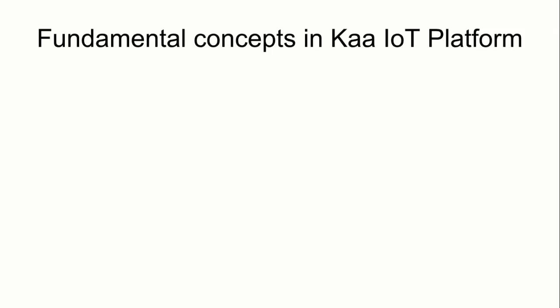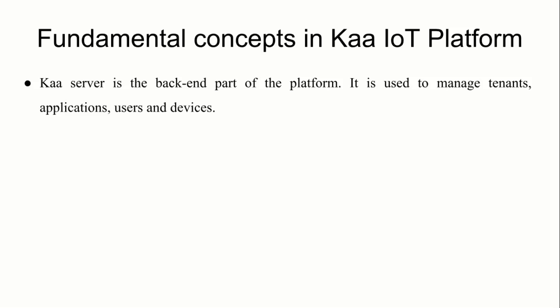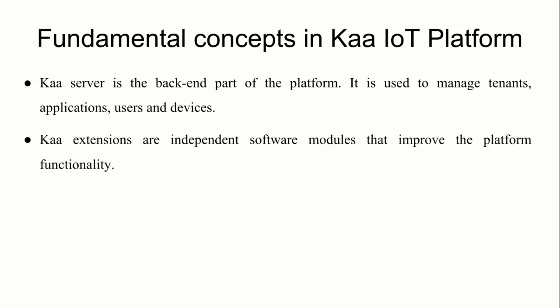Next, we will see about the fundamental concepts behind the Kaa IoT platform. Kaa IoT platform consists of Kaa server, Kaa extensions and endpoint SDKs. Kaa server is the backend part of the platform. It is used to manage tenants, applications, users and devices. Kaa server exposes an integration interface and offers administrative capabilities. Kaa extensions are independent software modules that improve platform functionality.